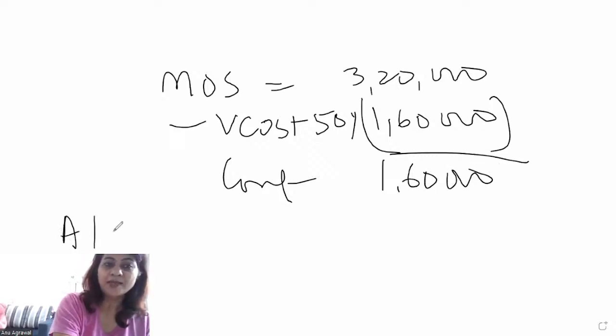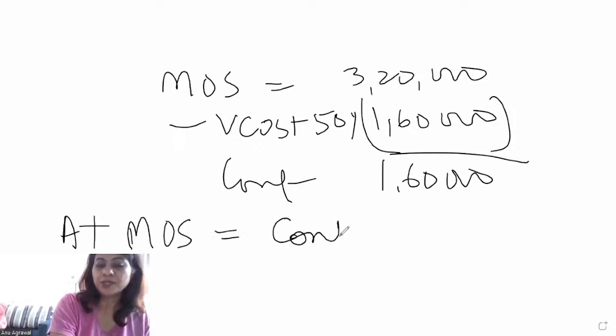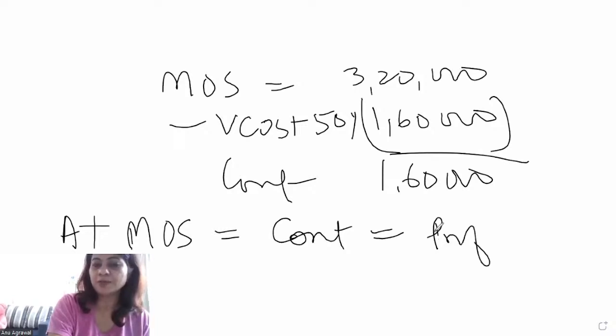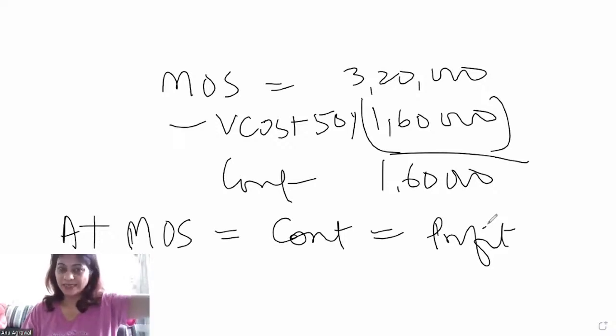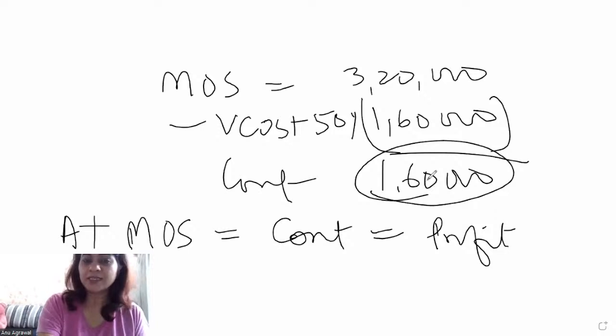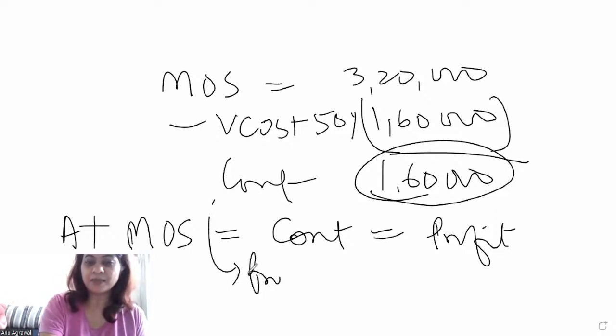Beta, at MOS, contribution is equivalent to profit, yes or no? Because MOS is the sales after you break even. So after you break even, whatever you get is called profit, because at break even point all fixed costs are recovered. That means this contribution at MOS is nothing but profit.